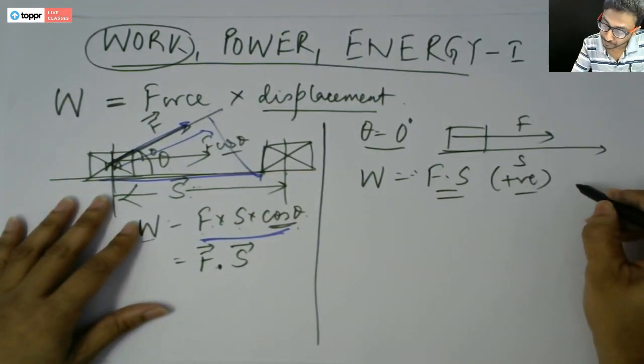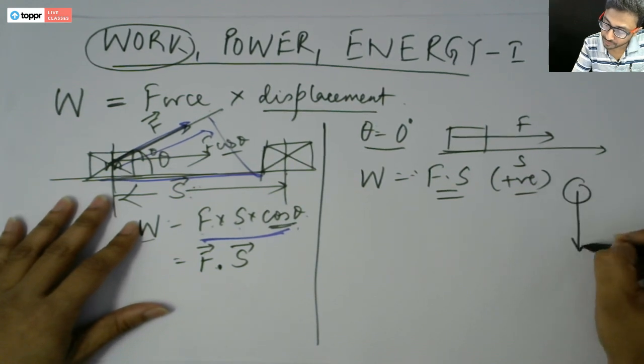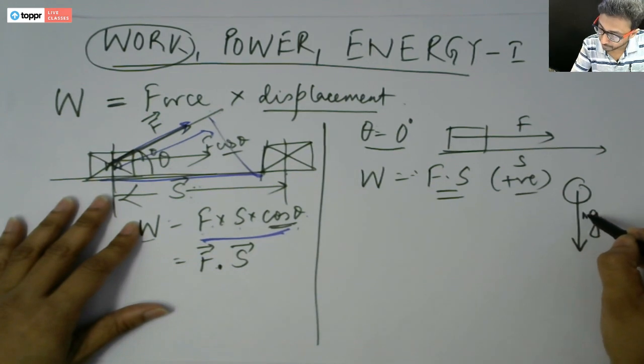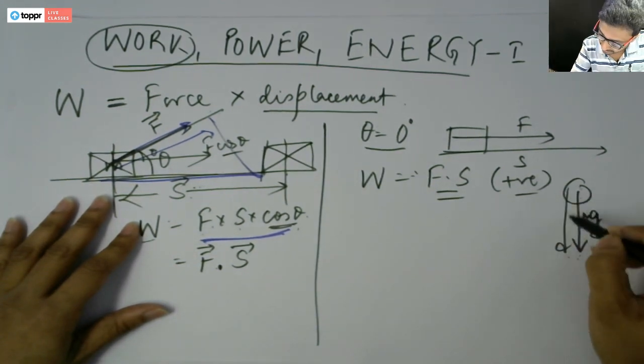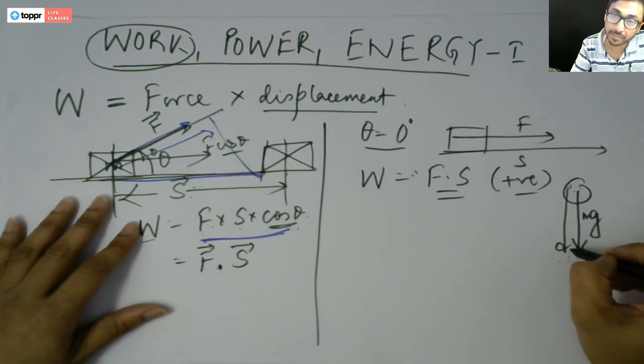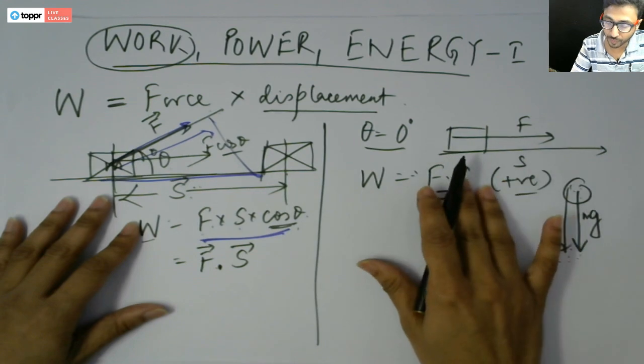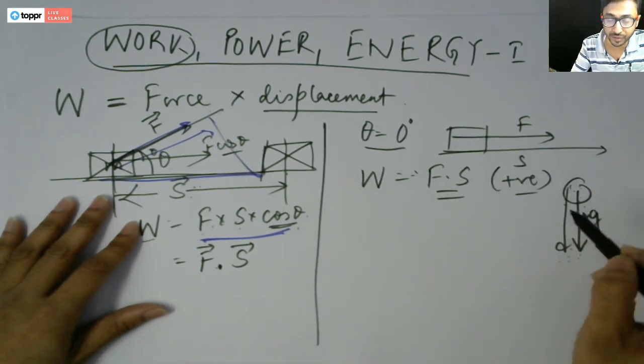What is an example? Anything like any force which is moving a body in a particular direction. Suppose a ball which is falling under gravity, the weight of the body, mass into gravity, and the displacement, they are in the same direction. So definitely this work is a positive work where the angle is also 0.